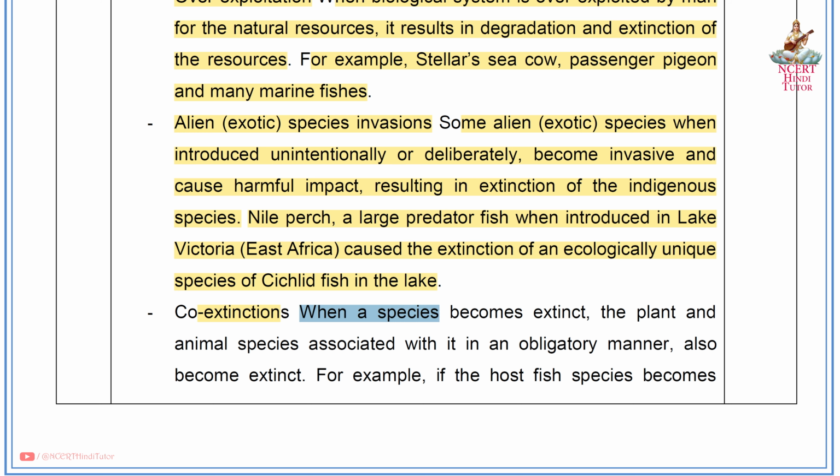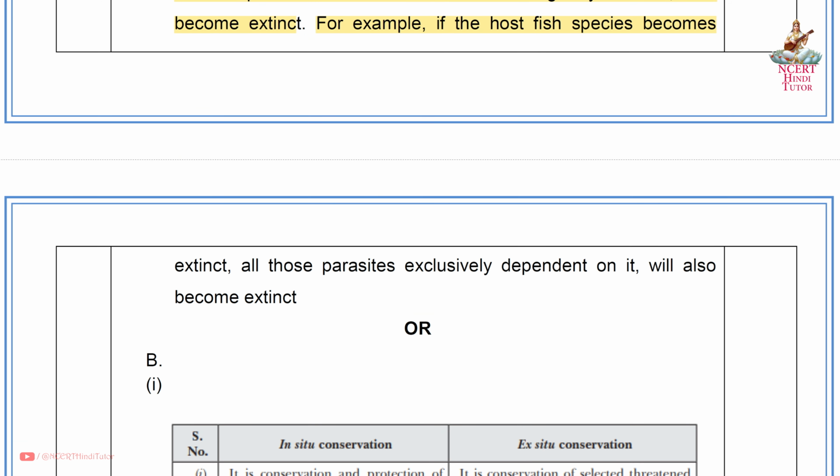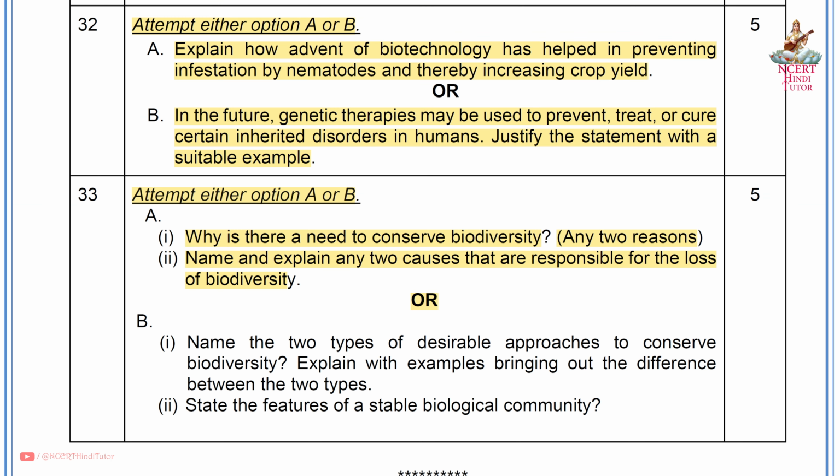Co-extinctions: when a species becomes extinct, the plant and animal species associated with it in an obligatory manner also become extinct. For example, if the host fish species become extinct, all those parasites exclusively dependent on it will also become extinct. Or B. First, name the two types of desirable approaches to conserve biodiversity. Explain with examples bringing out the difference between the two types.